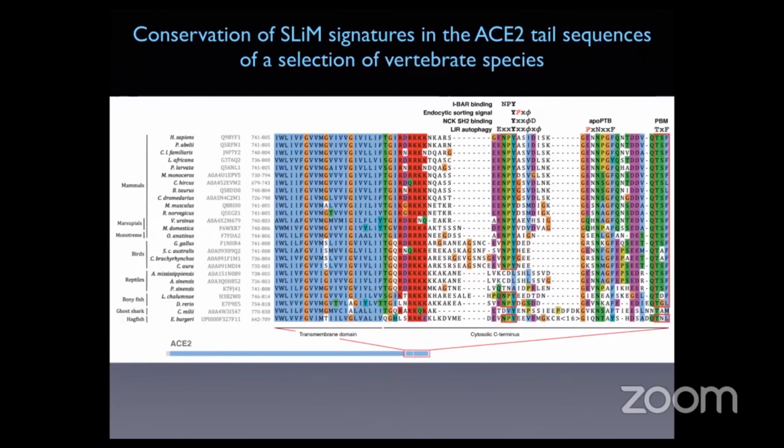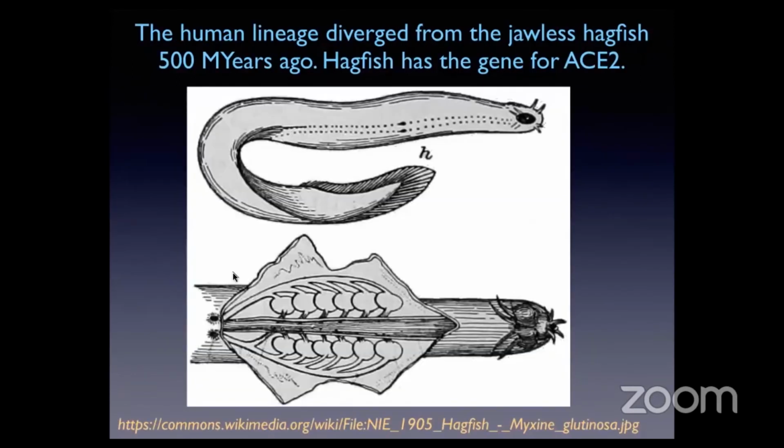What is a hagfish? That's a hagfish. Quite common. They don't have jaws. And so 500 million years ago, our ancestors looked like this, and then we diverged from them.